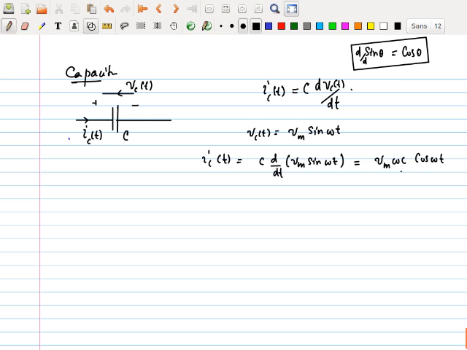Now, I am going to rearrange this. So if I take it, IC of t is equal to Vm c omega. Here I am going to put this as sin of omega t plus 90. Now you need to know these trigonometric identities.